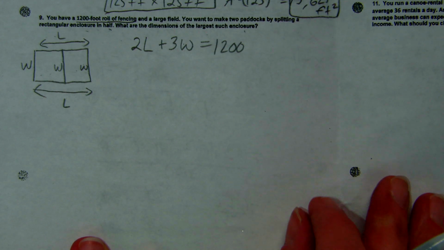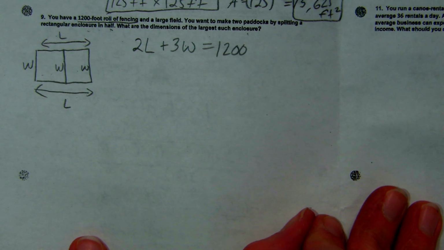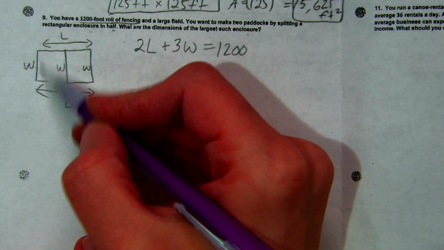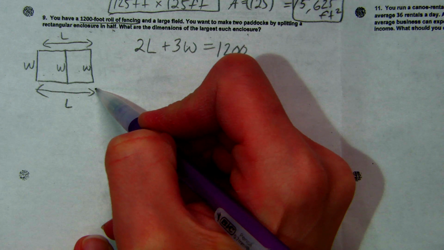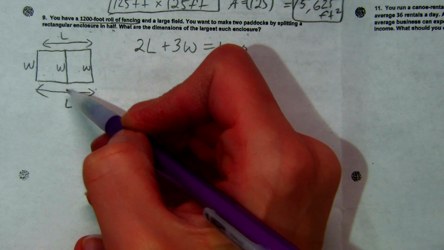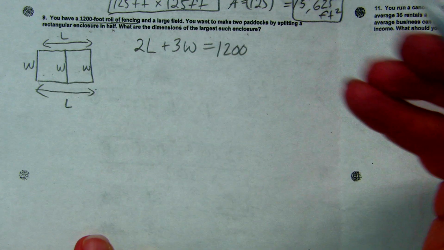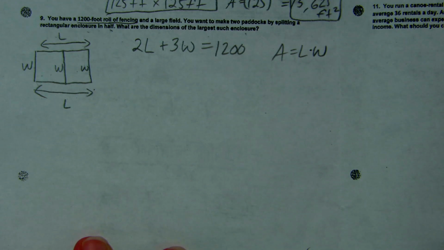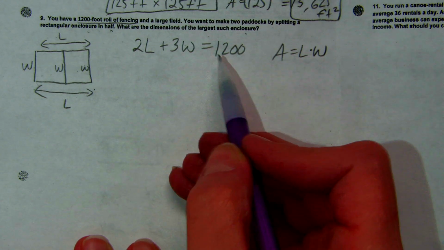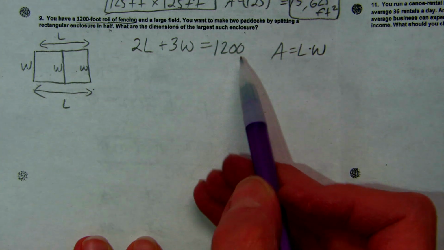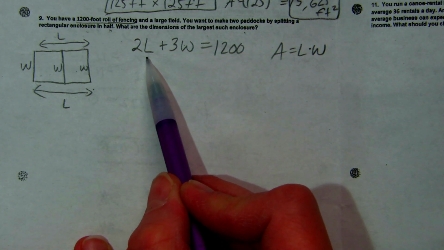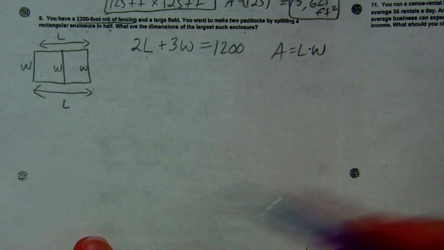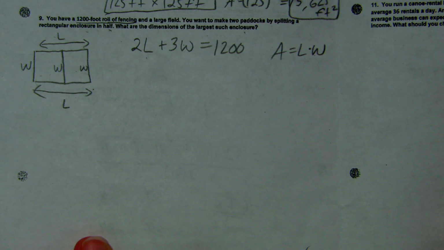Then we're trying to find the area of this whole thing that's going to be maximum. When I'm doing area, I don't care that there's an extra line through the middle. Area is still just length times width. So I'm going to rearrange this equation to get L or W by itself and substitute it in here to make a quadratic, just like we did with number 8.